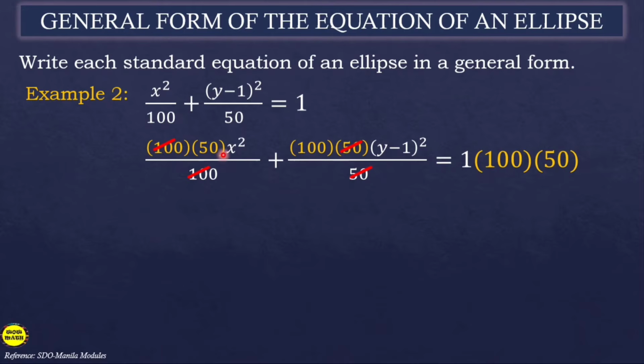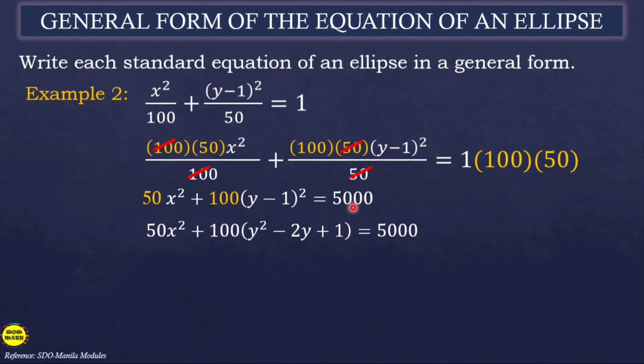So maiwan na lang dito, 50x squared plus, so dito naman 100 times y minus 1 squared is equal to 5,000. So dito class, expand natin ito na. So y times y, that is y squared, y times negative 1, that is negative y, times 2, kaya negative 2y. So negative 1 times negative 1, that is positive 1. And then multiply natin si 100 sa loob. So 50x squared plus 100 times y squared, 100y squared, 100 times negative 2y, that is negative 200y, 100 times 1, that is positive 100.